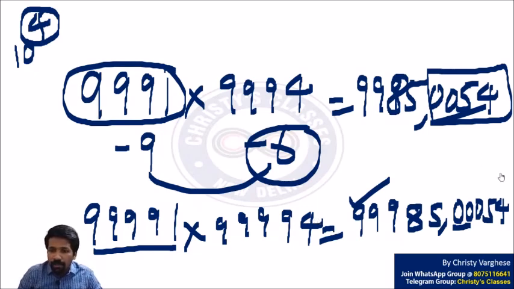I hope all of you understood. Today we are discussing close together numbers. Other numbers of multiplication we will discuss another day. Some of you ask me, what if the numbers are away? That is another day's topic. On that day, we will discuss that.